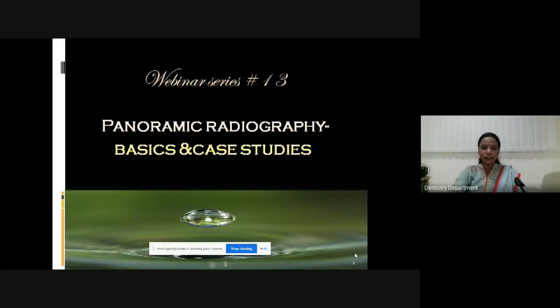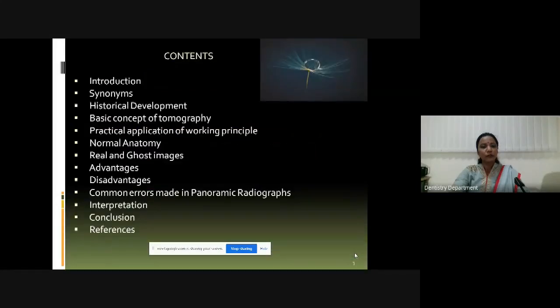And case studies. So we are going to travel through the OPG in the following manner, that is starting with introductions, synonyms, historical development, basic concept of tomography, practical application of working principle, normal anatomy, real and ghost images, advantages of OPG, disadvantages, common errors made in panoramic radiographs, interpretation, and conclusion. Finally, we are ending up with references.